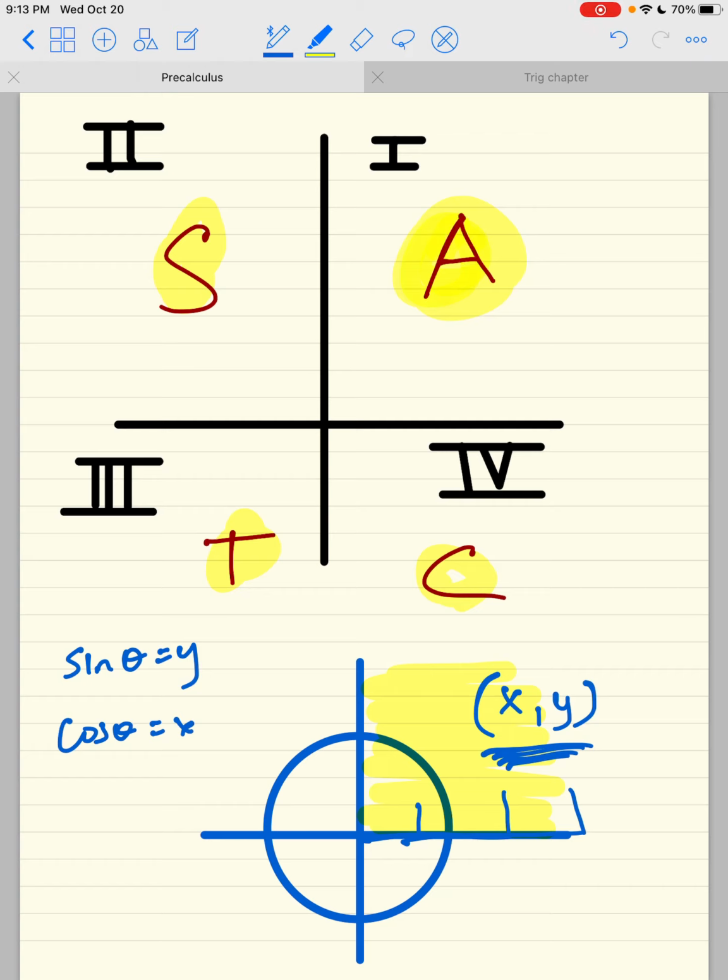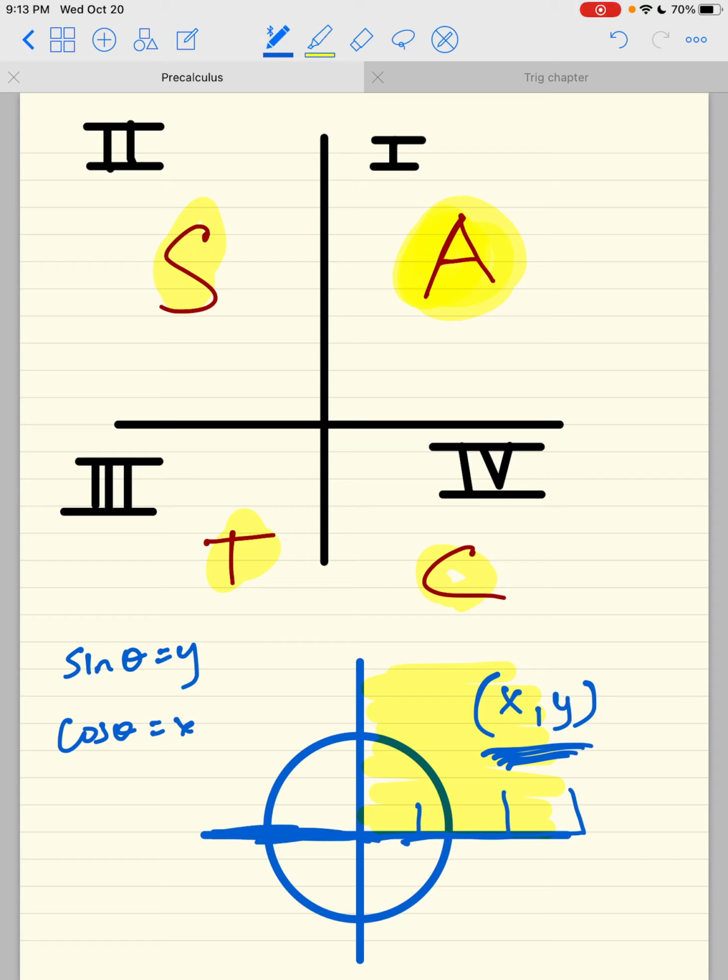A stands for all. Sine and cosine are positive. But that also means tangent's positive, because I hope you remember that sine theta divided by cosine theta is tangent theta. So all trig functions are positive. Well, what if we go to the second quadrant?